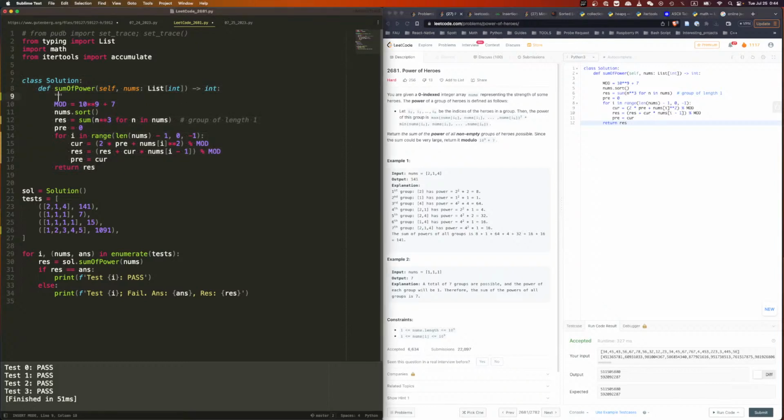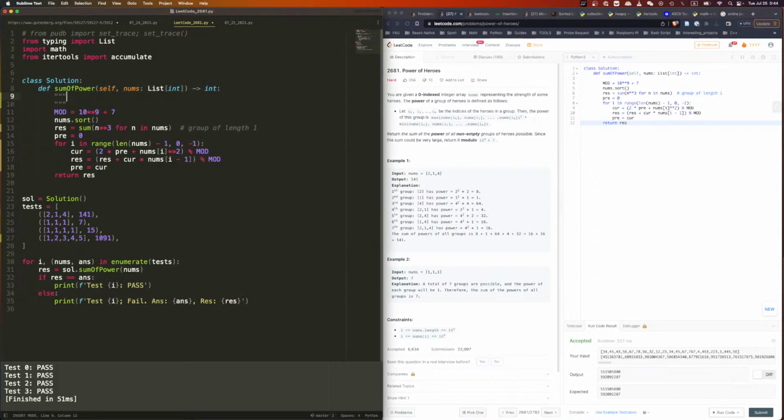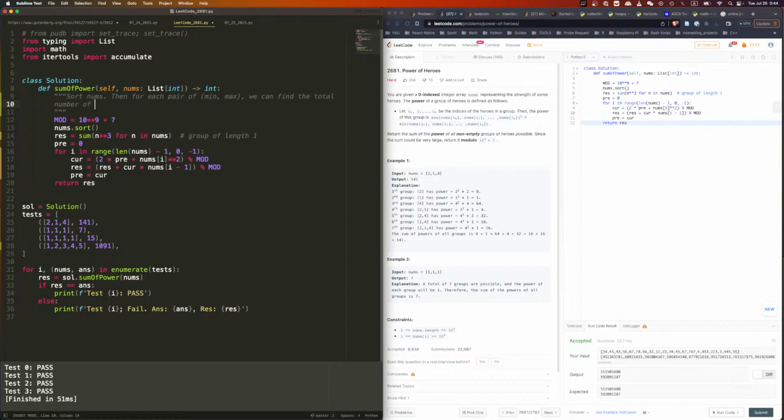So we just need to, I'll write it. Sort nums, right? And then for each pair of min max, we can find the total number of groups that can form with min and max being included, right? Including min and max.